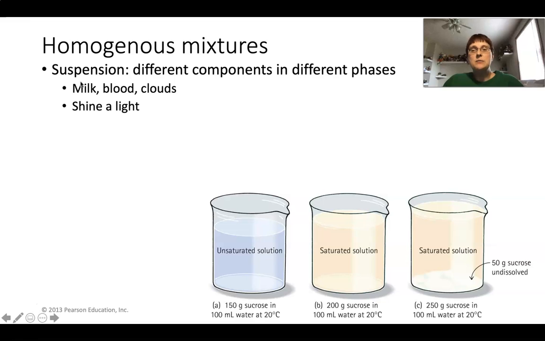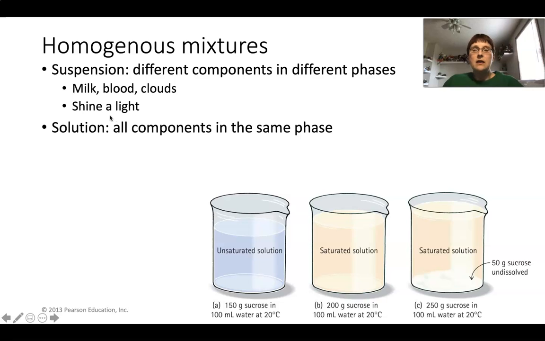How can you tell it's a suspension versus our other one that we're going to talk about, which is a solution? Shine a light at it. If you shine a light in it and you can see pieces, like a light beam through the air where you see the dust, that's another suspension. So if you shine a light in it and you can see those particles, then that's a suspension. Versus a solution, if you shine a light through a solution, it's going to appear clear.